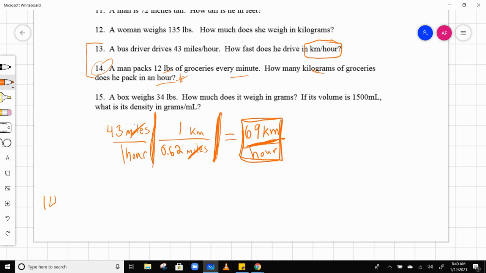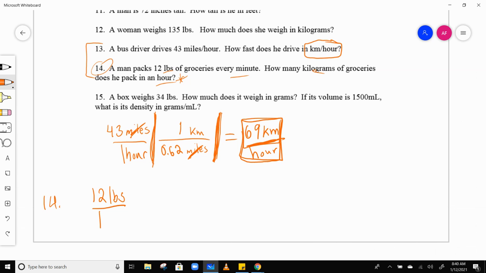Now we have something like 14. So 14, we start with 12 pounds of groceries for every minute, and we want to convert to kilograms per hour. So we've got to pick which one we want to do first, and it doesn't really matter. I can convert pounds first or minutes first. Let's start with minutes to hours.